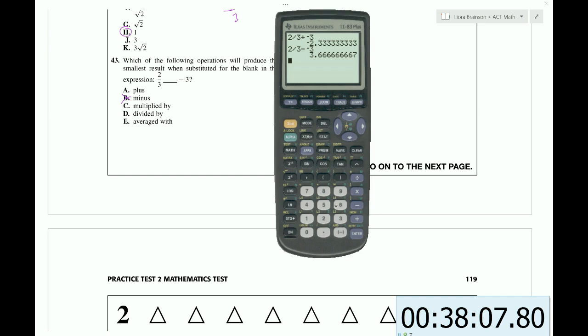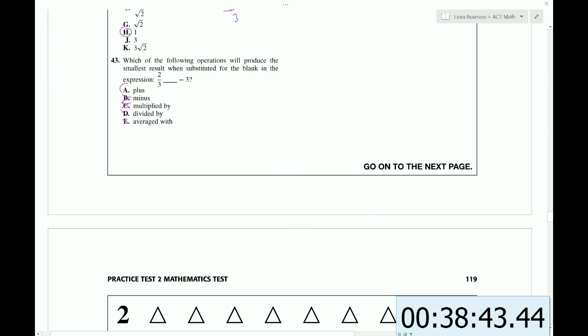Alright, we'll do 2/3 times negative 3. Alright, that's not quite as low as the first one, so that's out. We'll do 2/3 divided by negative 3. That's still not as low as the first one. Okay, and then we'll do 2/3 average with negative 3, so that means I have to add negative 3, get an answer, and then divide by 2. Not as low as the first one, right? So it's going to be plus.